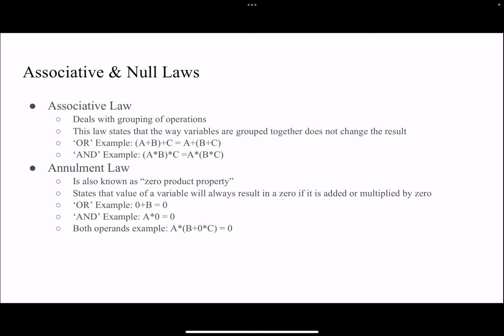Associative law deals with the grouping of operations. This law states that the way the variables are grouped together does not change the results, for OR and AND, as in their examples. Annulment law, also known as the zero product property, states that the value of a variable will always result in zero if it is multiplied by zero. For OR example, 0 plus b equals 0, and for AND example, a times 0 equals 0. Both operations, example, a times b plus 0 times c equals 0.